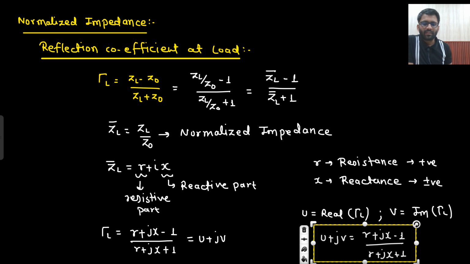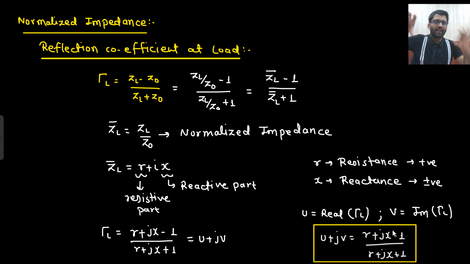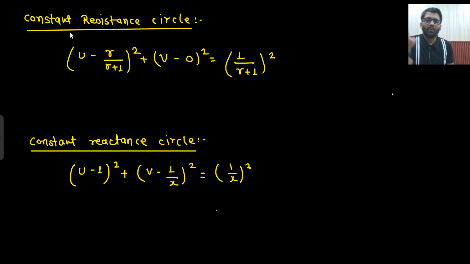Now I have an expression in U, V, R and X. Now I can manipulate these expressions, then compare the real part and imaginary part, and from there I can get two equations. Those two equations are known as the constant resistance circle and constant reactance circle. The first equation that I am getting is: U minus R upon R plus 1 whole square plus V square is equal to 1 upon R plus 1 whole square.